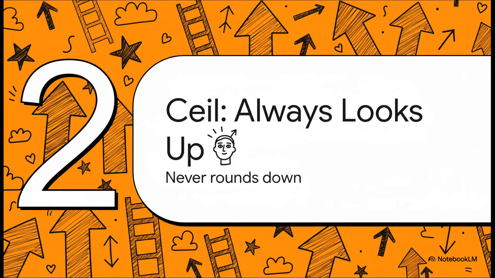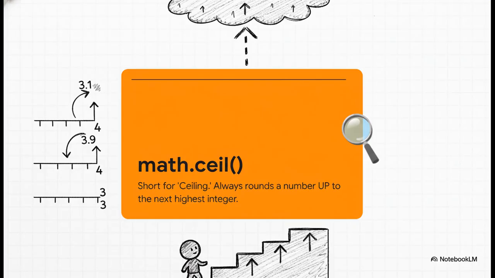So let's get to know our first contender a little better. We're going to start with math.ceil, the real specialist of the two, whose entire job is to look in one direction and one direction only, up. You know, the name itself is a massive clue. Ceil is short for ceiling. And just like the ceiling in a room, this function always pushes a number up to the next highest whole number. It doesn't care about what's fair or what's close, it only cares about what's next.